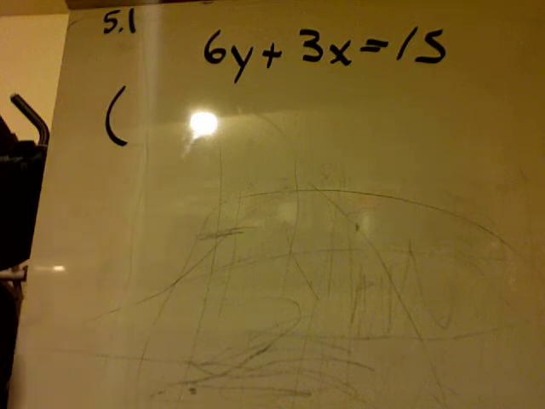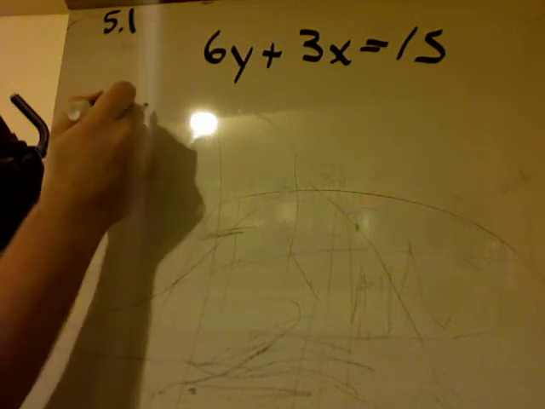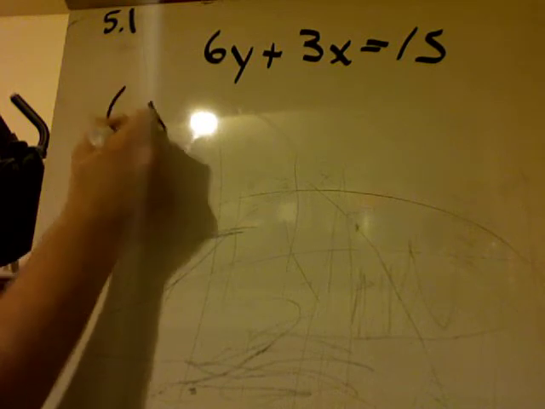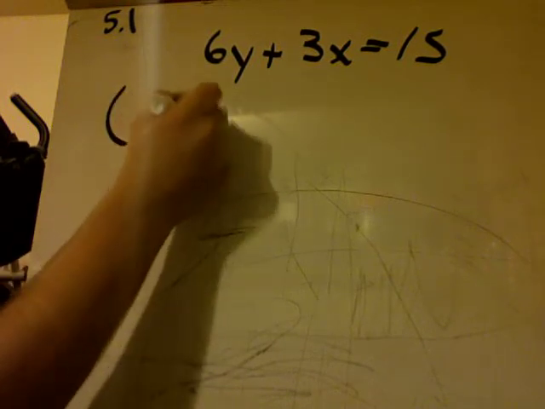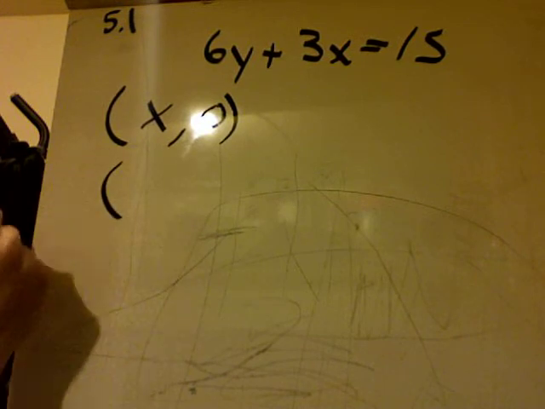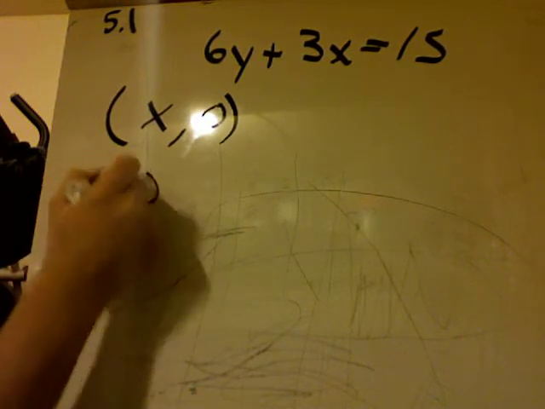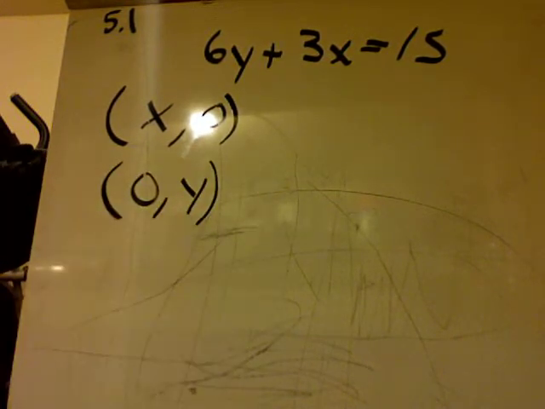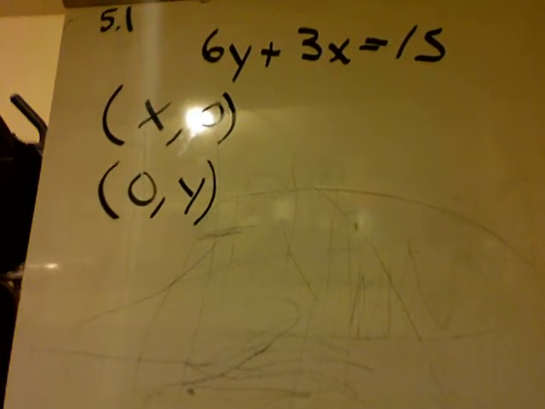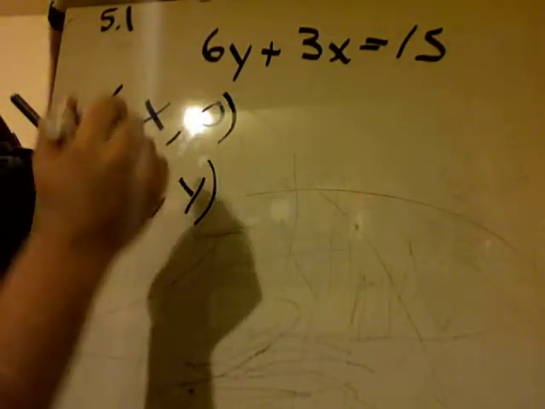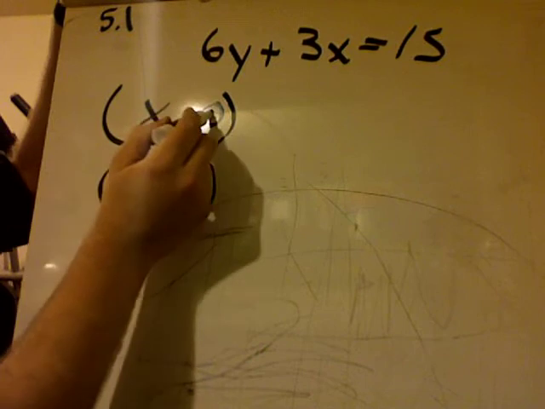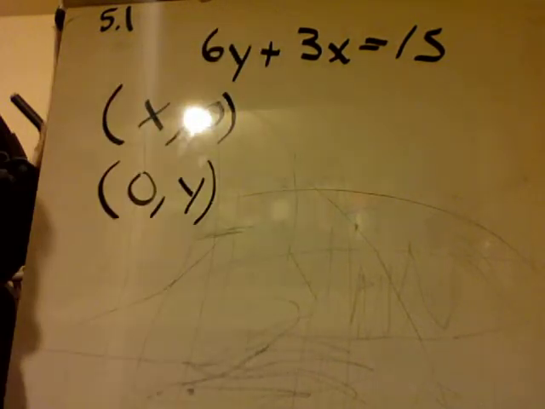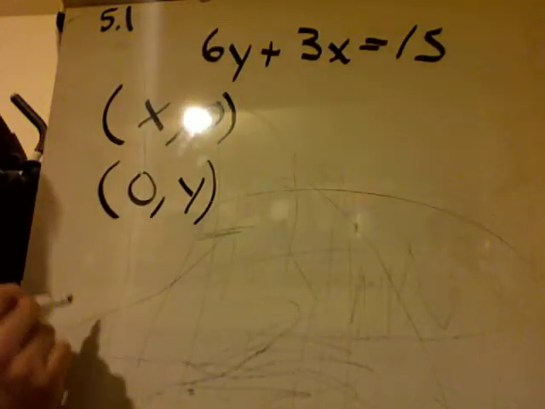So we're going to remember what the x-intercept looks like. The x-intercept is where x could be anything, right? And y is 0. The y-intercept is where x is 0 and y could be anything. So what I'm going to do is plug y is 0 into this equation, and I'm going to solve for x.